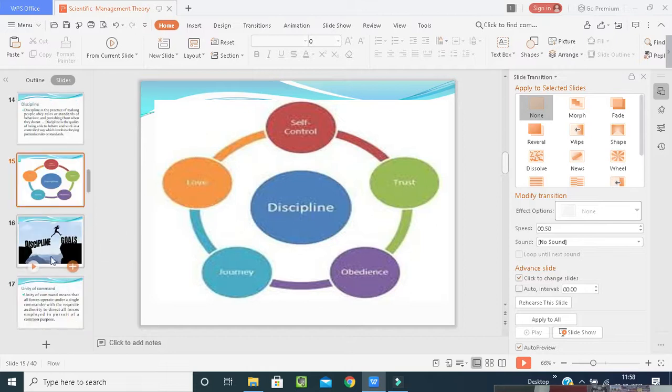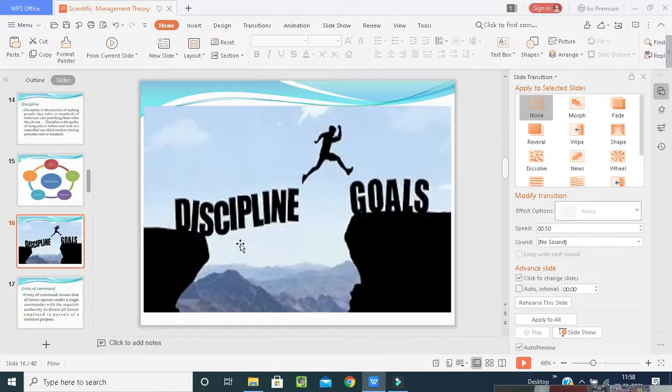Now, discipline and goals. See here, this is discipline and goals. A person is running, and there is a big gap. If a person doesn't have discipline in his life, he can't reach his goal. He may fall down somewhere here. So you have to be a perfect person in discipline so that you can reach your goal.